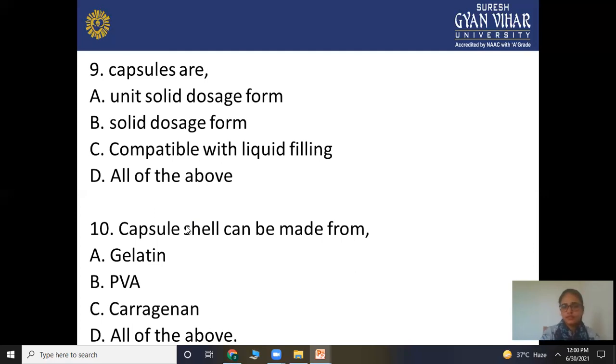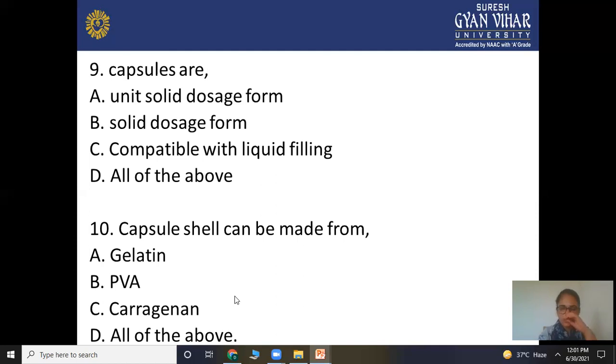Next, in the last, 10th question: the capsule shell can be made from, meaning how capsule shells are formed or which material or excipient is used for capsule shell formation. These are the excipients that help to form the capsule shell. You can select any one correct option which is suitable for manufacturing the capsule shell. Option A is gelatin, B is PVA, polyvinyl acrylate, C is keratin, and D is all of the above. These are the four options.